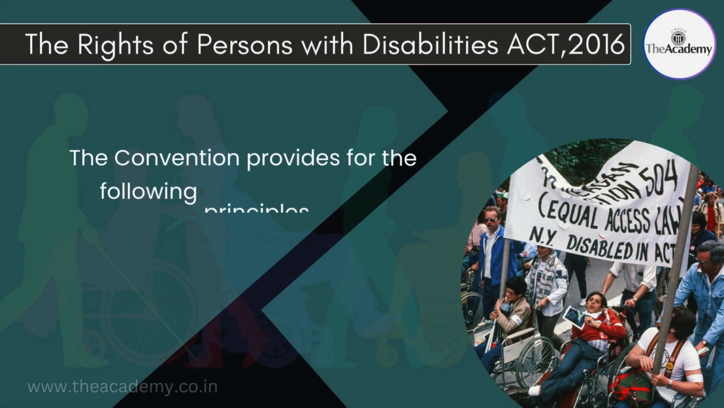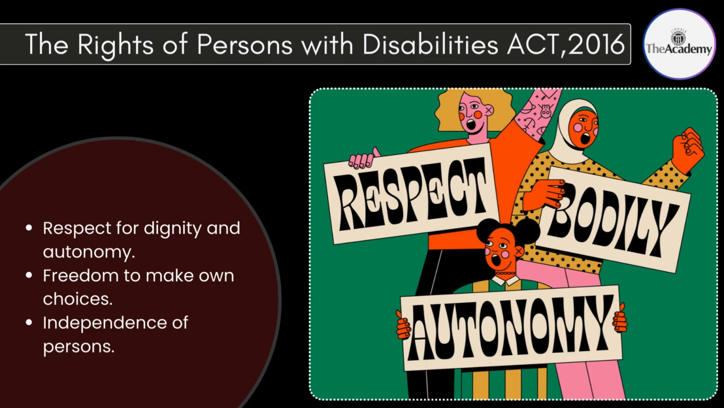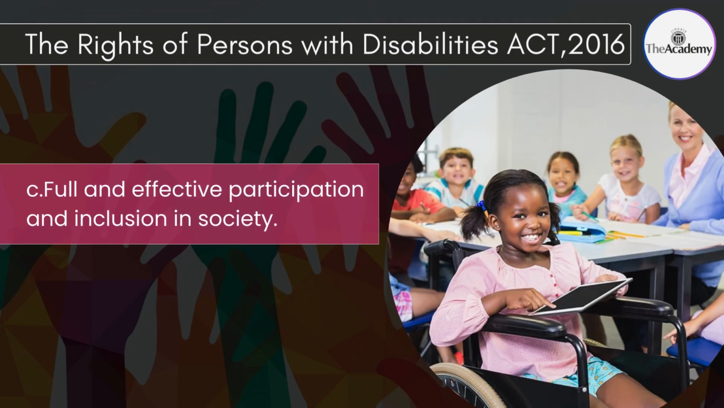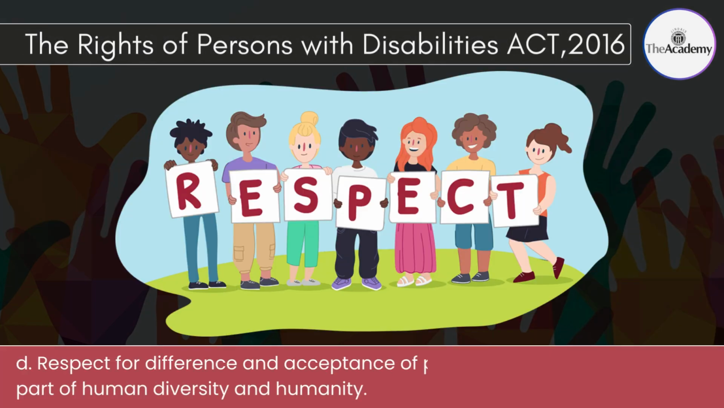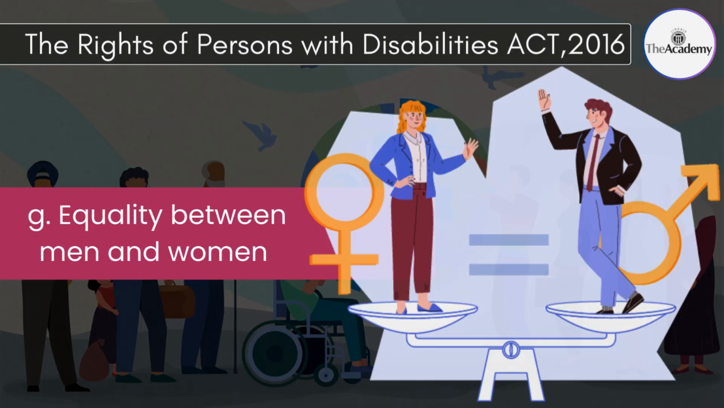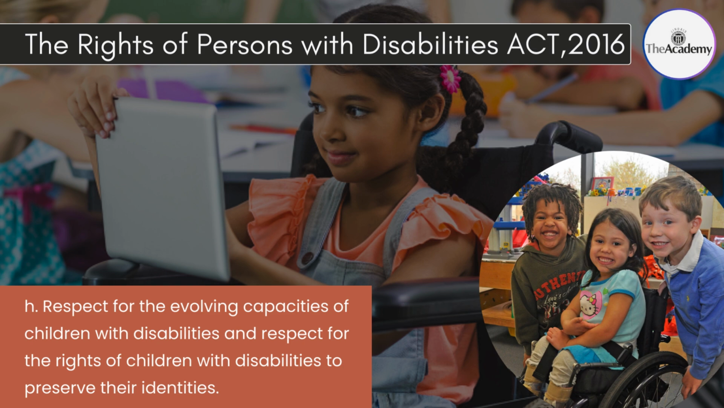The Convention provides for the following principles for the empowerment of persons with disabilities. A. Respect for inherent dignity, individual autonomy including the freedom to make one's own choices, and independence of persons. B. Non-discrimination. C. Full and effective participation and inclusion in society. D. Respect for difference and acceptance of persons with disabilities as part of human diversity and humanity. E. Equality of opportunity. F. Accessibility. G. Equality between men and women, and H. Respect for the evolving capacities of children with disabilities and respect for the rights of children with disabilities to preserve their identity.